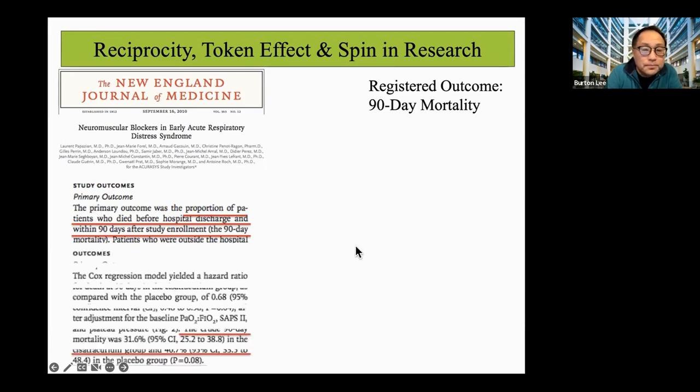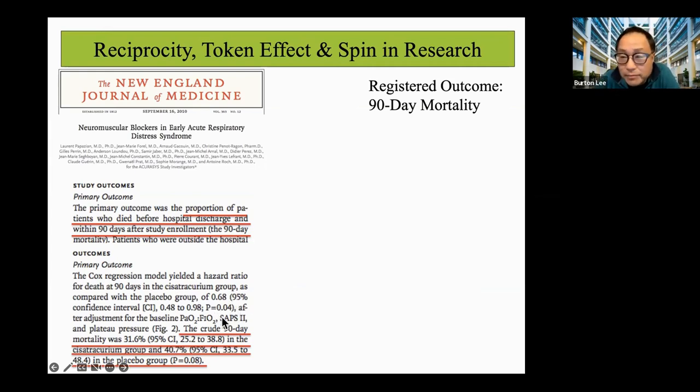But then if you look, this is what they report in the results. They actually said, well, now they're calling it the crude 90-day mortality rate was 31.6% with cisatracurium and 40.7% with a placebo group, with a p-value of 0.08. And then they say that if you do a Cox regression, the p-value is now 0.04. It's magically less than 0.05.